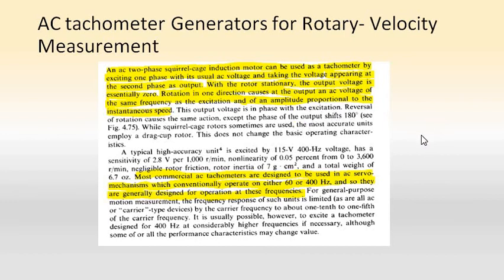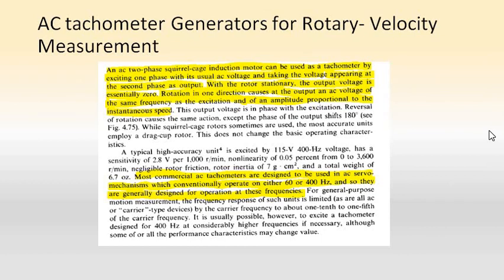That is, A naught is the output. If in one direction of rotation we are getting a proper sine wave, if the rotation is reversed, then we will obtain a cos shaped waveform. That is, a 180 degree shift will be there in the waveform. Most commercial AC tachometers are designed to be used in AC servo mechanisms which conveniently operate on frequencies from 60 to 400 Hz, and that is why they are generally designed for operation at these frequencies.